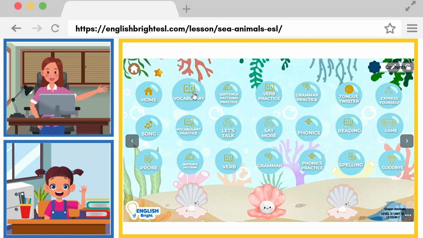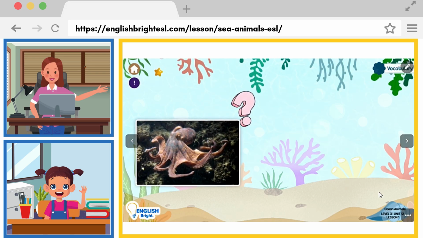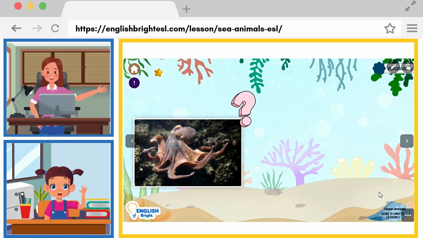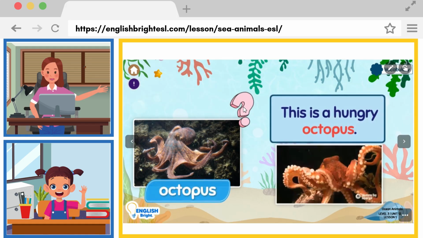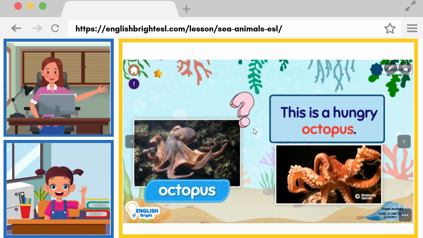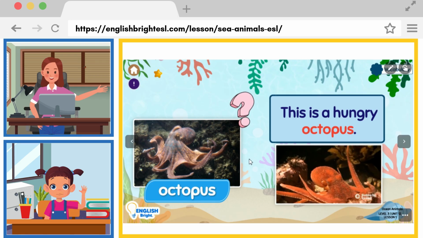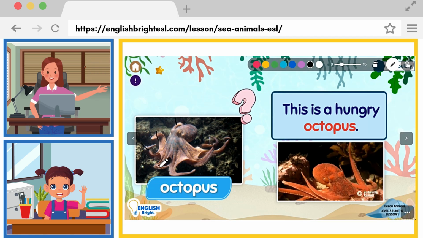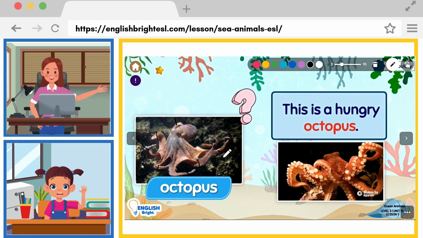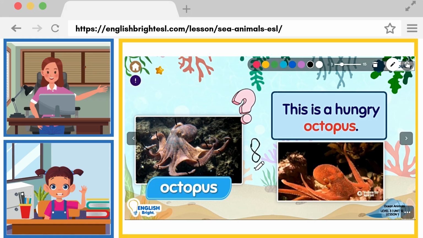Now, let's learn some vocabulary words about ocean animals. Lucy, do you know what ocean animal this is? It's an octopus, teacher. That's right, Lucy. An octopus is an amazing ocean animal. It has 8 legs, which are called tentacles. Really, teacher? Can I count them? Sure, Lucy. 1, 2, 3, 4, 5, 6, 7, and 8. You're right, teacher. An octopus has 8 tentacles.